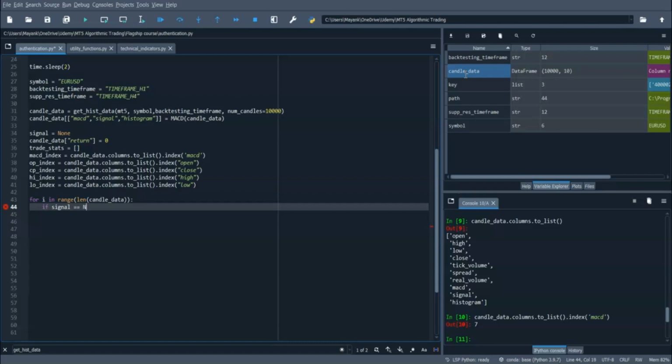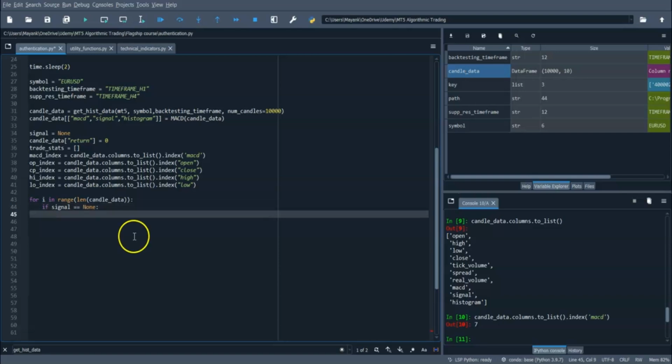So if signal is equal to None, that means if we don't have a signal, check whether we've got a new signal or not. And how do we do that? For a long signal, we discussed that the two consecutive MACD values should be positive after a string of negatives. Alright, so that's very easy to encode.